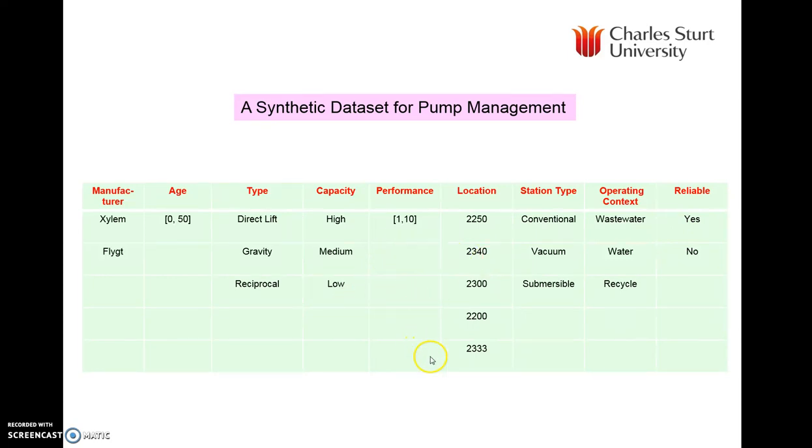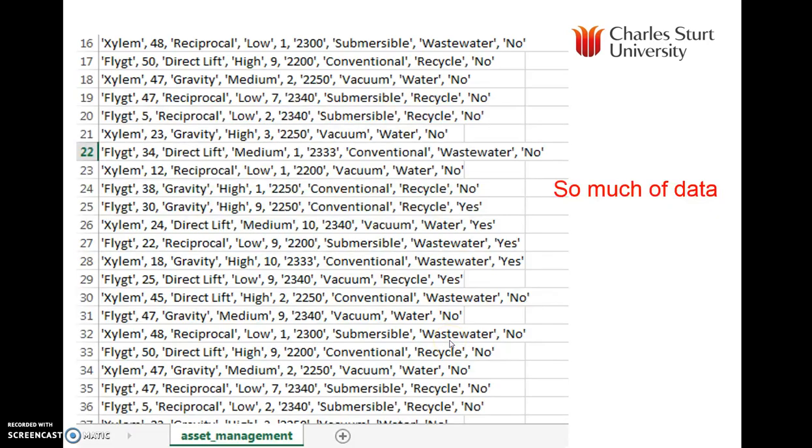Now this is the dataset schema, and if I now build a synthetic dataset based on that schema, that dataset may look like this. Say for example, this 17 means the 17th row in your dataset, and that row is about a pump, and it says that it is a flat pump, it's 50 years old, it's a direct lift, and so on, and no, the pump was not reliable.